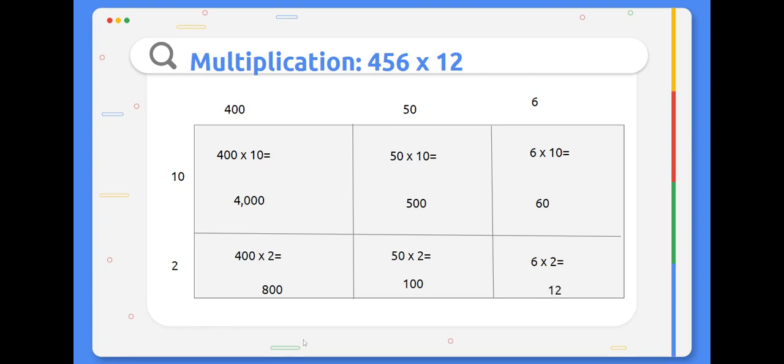Now we have all these parts, so what we have to do next is add them. We say 4,000 plus 500 plus 60 plus 800 plus 100 plus 12 equals 5,472.